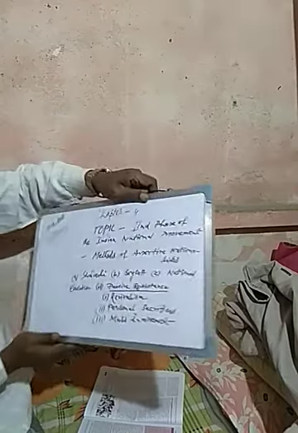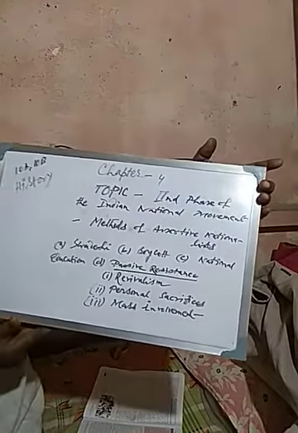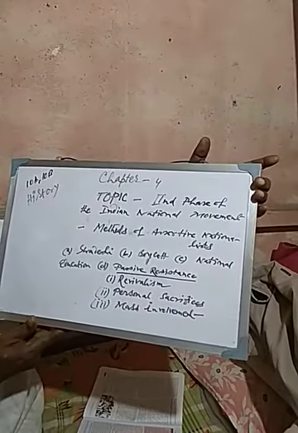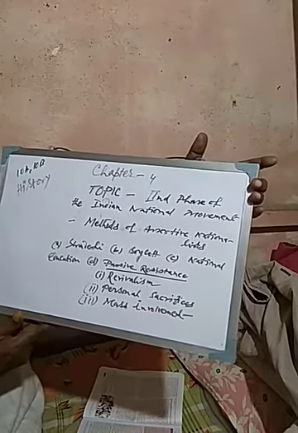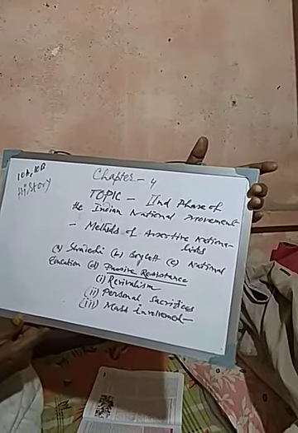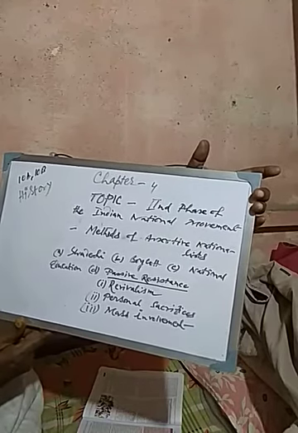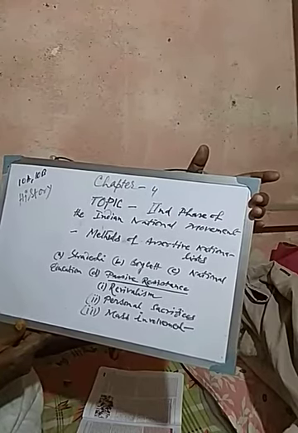Today's points, as I mentioned on the board, please look at it. Second phase of the Indian national movement. Methods of assertive nationalists. Number 1, Swadeshi. Number 2, boycott. Number 3, national education. Number 4, passive resistance. Passive resistance has 3 parts: revivalism, personal sacrifices, and mass involvement.